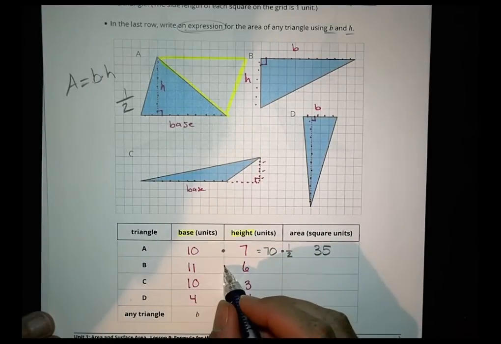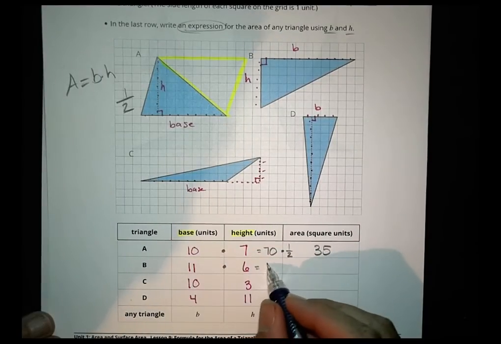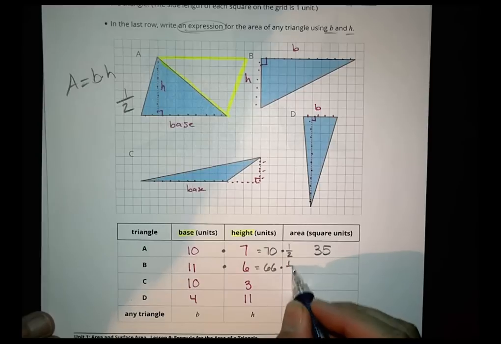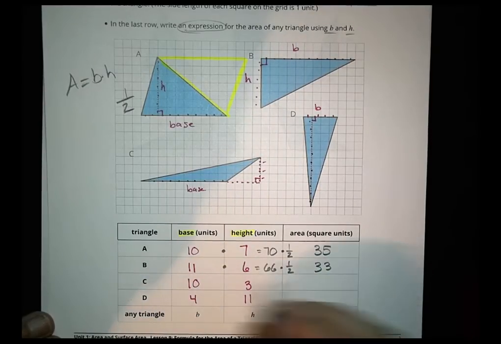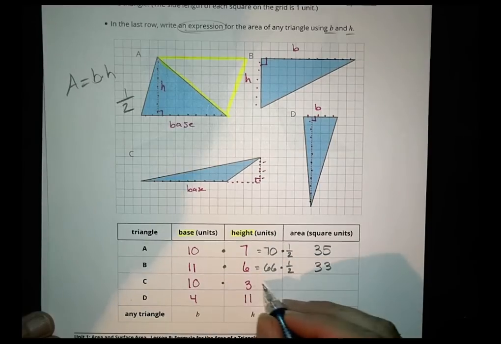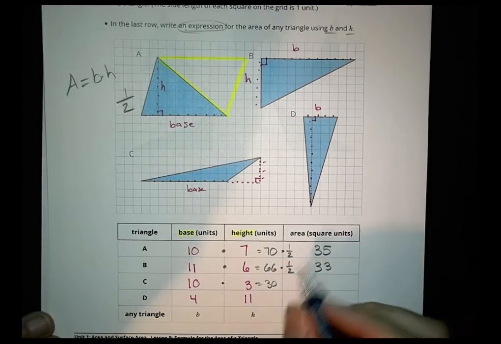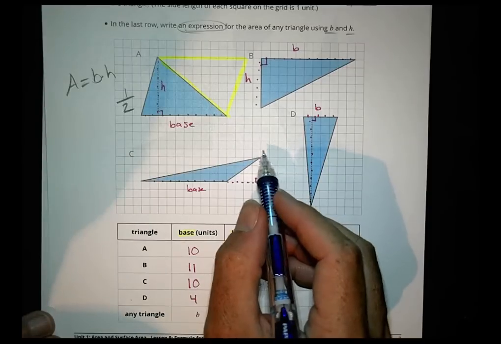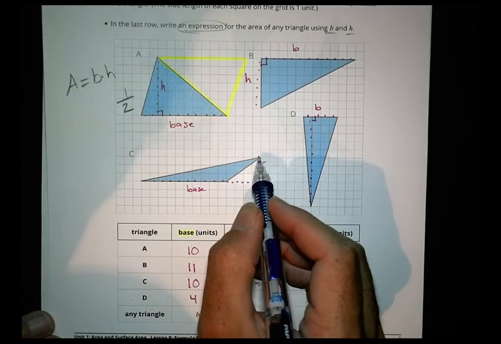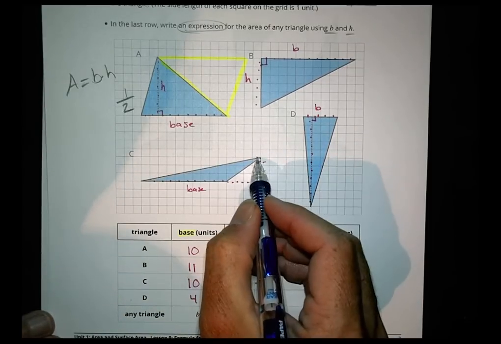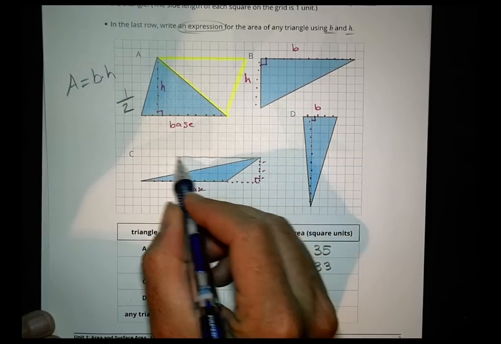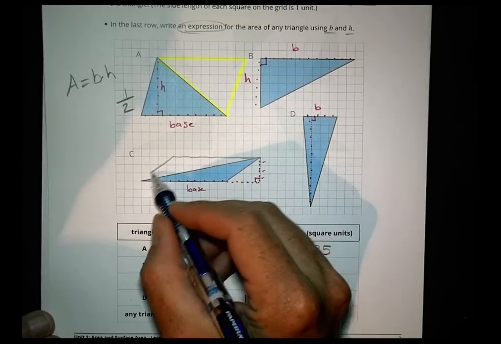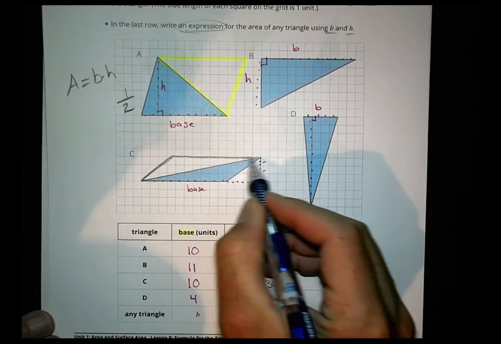For B, I have 11 times 6, which is 66, but again, I only want half of it, so we would say it's going to be 33. C, I have 10 times 3, which is equal to 30, which would be great. Again, if it was a parallelogram, that'd be fantastic, wouldn't it, right? Let's extend it out here. I can go 1, 2, 3, 4, 5, 6, 7, 8, 9, 10, something like that. Extend it there, and now I have a parallelogram.